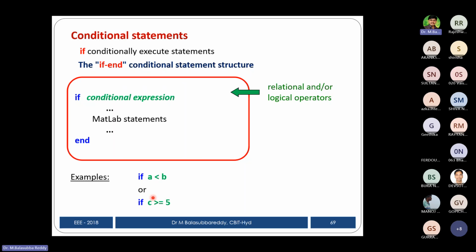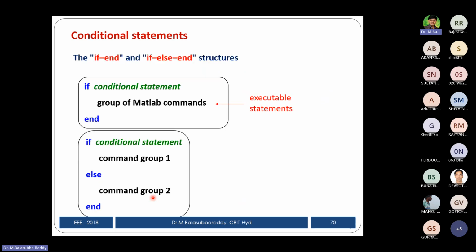So now, C greater than or equal to 5. If this condition is true, then what will you do? You will write some statement. That's what it is. This is the way you have to check the condition.